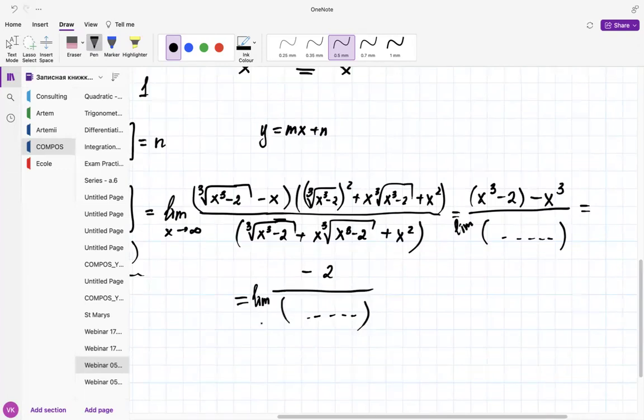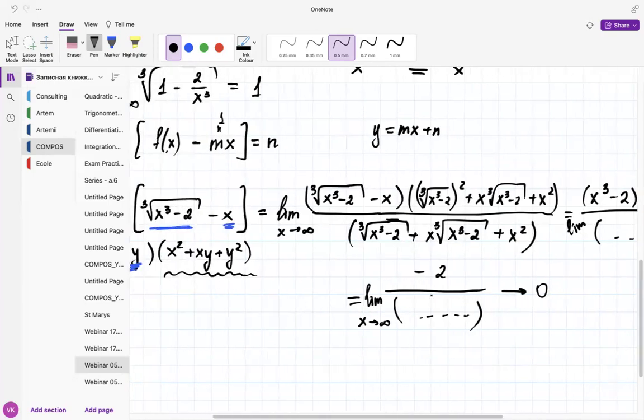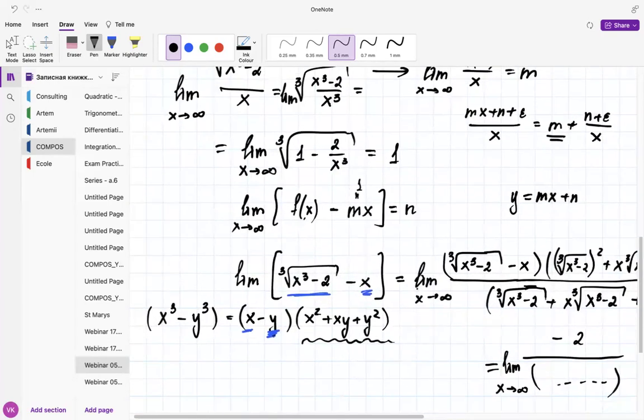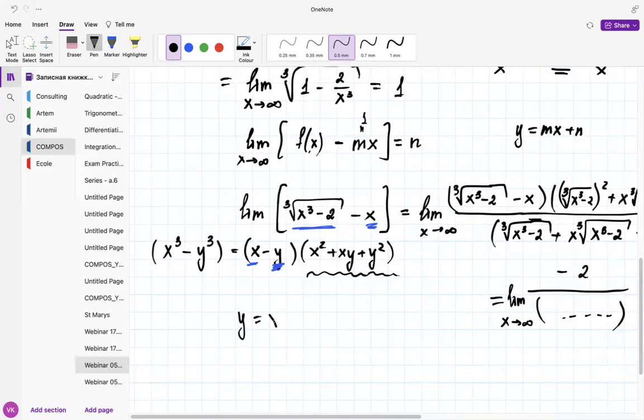Now, what happens if I send my x to infinity? Where does it go? X is very, very big. I think it goes to infinity. Yeah, of course. So this thing goes to infinity, meaning that the whole fraction goes to 0. And that means that actually my slant asymptote is just y equals x.